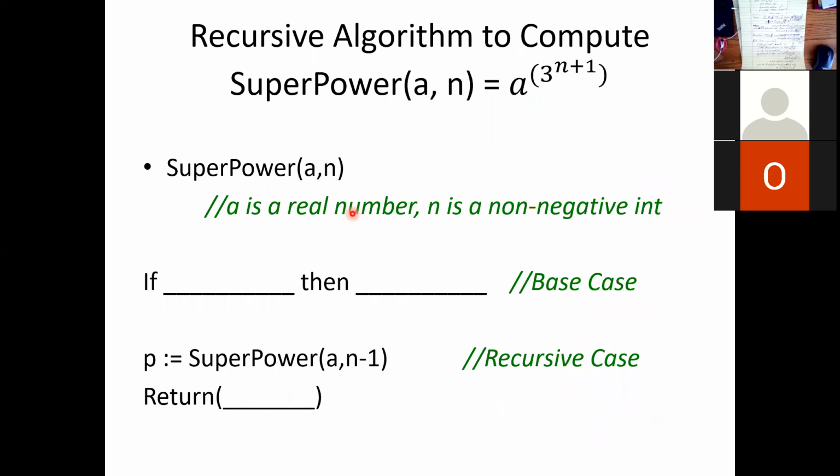Okay, I have some other examples of recursive algorithms. I want to compute this funny expression: a to the power 3 to the n plus 1. I could compute it at least 2 ways. First of all, I could run the exponentiation algorithm to compute this first, and then I could run another power algorithm to compute this.